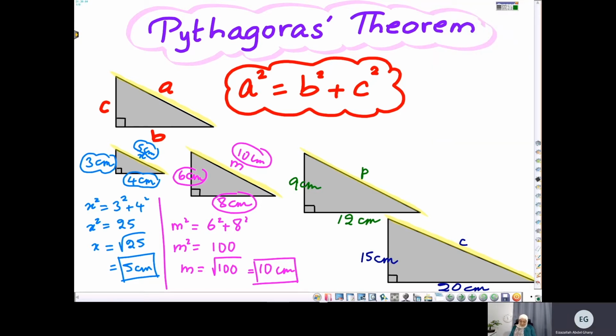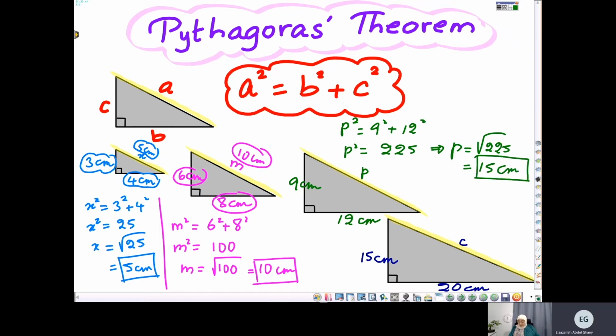Okay, now the green one. You need to find P. Pythagoras theorem states that P squared is equal to the sum of the squares of the two shorter ones. It is 9 squared plus 12 squared. 9 squared is 81 and 12 squared is 144. When you add them, it will be 225. You need to find P without the squaring, so you just take the square root of 225. Your answer will be 15 centimeters.